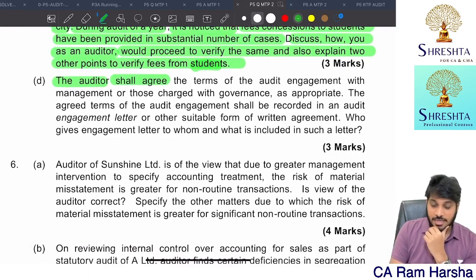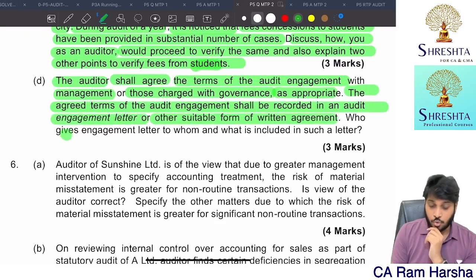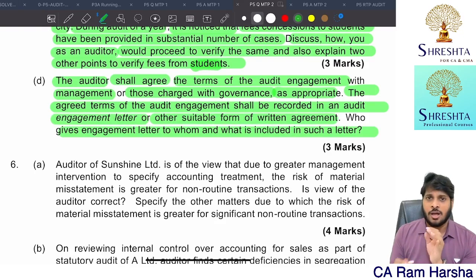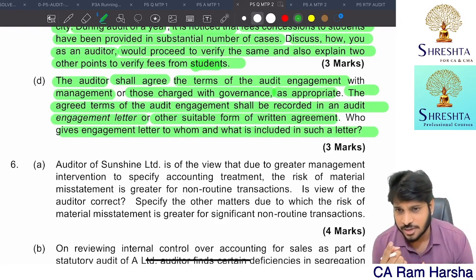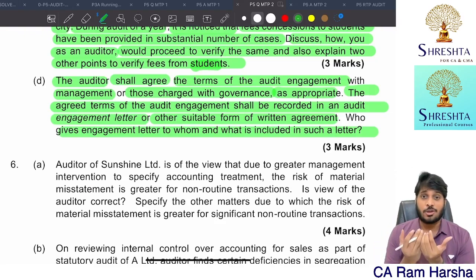The auditor shall agree the terms of audit engagement with the management or those charged with governance as appropriate. Correct? The agreed terms of engagement shall be recorded in an audit engagement letter or some other suitable form. Who gives the engagement letter to whom? What are the contents of the letter of engagement? Straight question in SA 210 in our book, Ethics and Terms of Engagement chapter. Engagement letter is a document issued by the auditor to the management which covers the following elements.